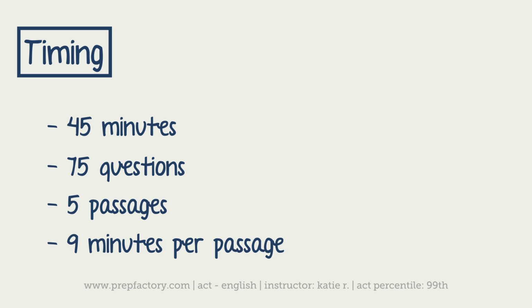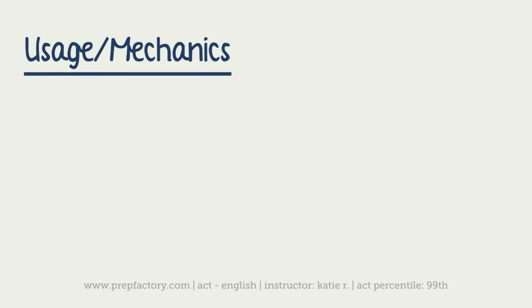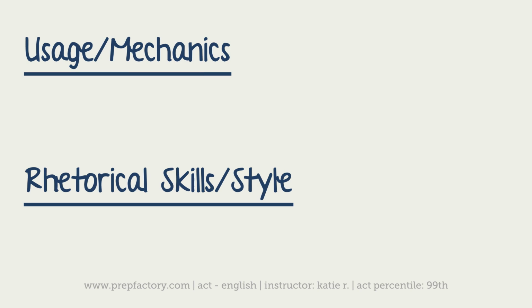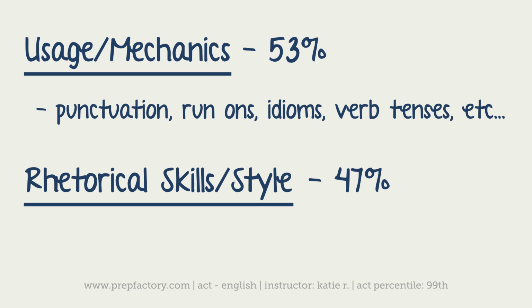So basically those go into 2 separate categories. Your 2 categories are usage and mechanics and rhetorical skills/style. So roughly there's going to be about 50% of both of them on the test. Usage and mechanics is going to be about 53%, so a little more than half, and rhetorical style and skills is going to be about 47% of the questions. Usage and mechanics, that's things like punctuation, it's things like run-ons, idioms, verb tenses, etc. Basically, it's all the things that if you were correcting your own work, you would notice were small grammatical errors.